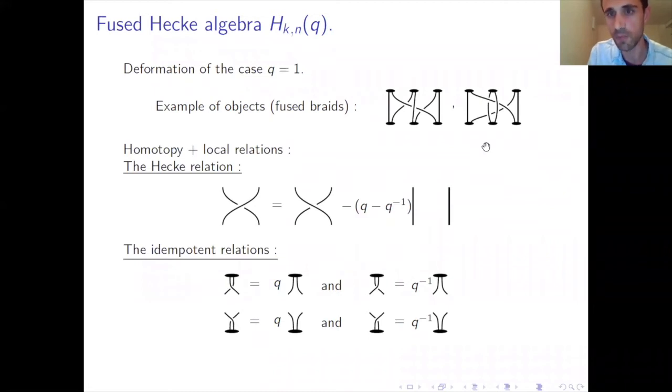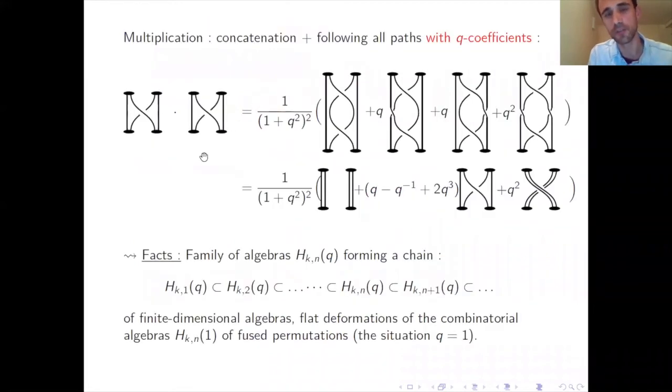So how can we multiply them? Well, I'm going to be a bit quick here because it's almost the same as before. You put two fused braids on top of the other and you remove the internal dots with the same rule. Every possibility is allowed, but there are powers of Q appearing here and there. And instead of dividing by 4, you divide by these Q numbers. Okay. So there is a way to define the multiplication, deforming the multiplication that we had before for fused permutations.